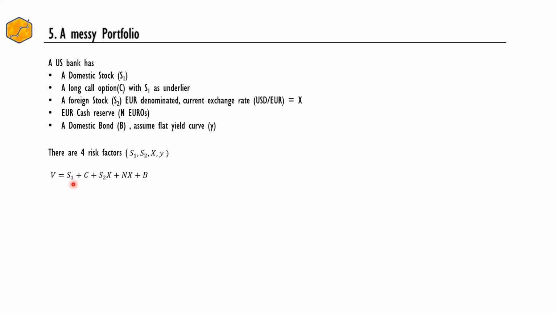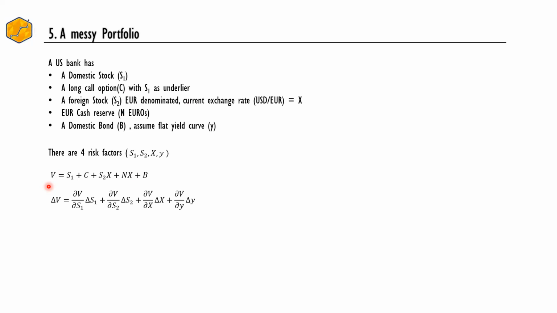Value of my portfolio is given by this. Look at this carefully. So S1 plus call option C, plus, since this is euro denominated, we have S2 times X, correct? In domestic currency terms. Plus euro cash reserve, N is the cash amount, which is a constant, by the way. Only thing making it risky is the exchange rate. N times X is the cash reserve in terms of USD. Plus bond. That's all my instruments. Everything reported in domestic currency. Okay, that's my portfolio value in USD. If anything changes, that will trigger a change in my portfolio, and that's my PNL. And I need to keep capital for the change in PNL.